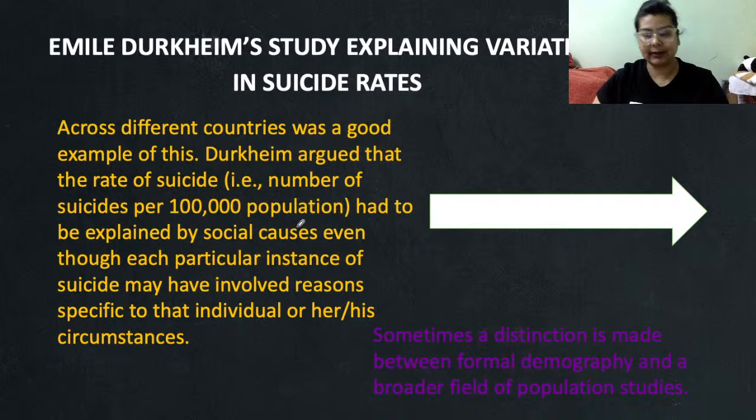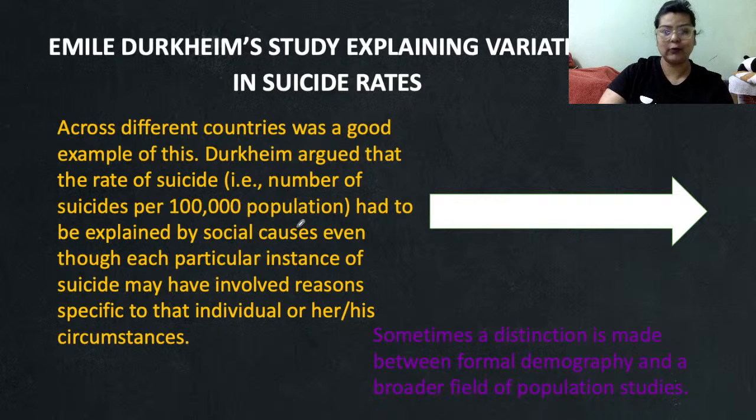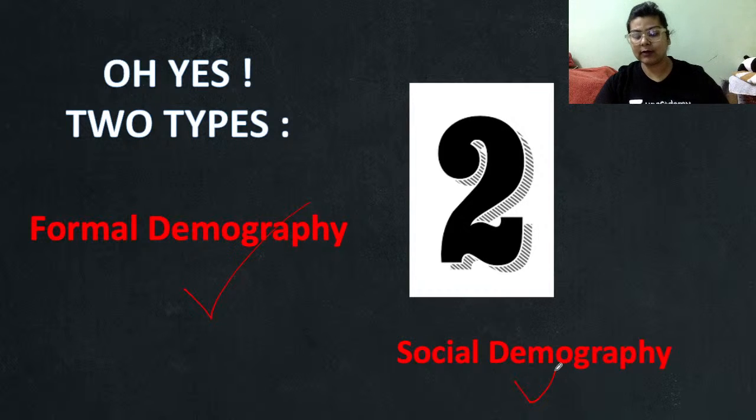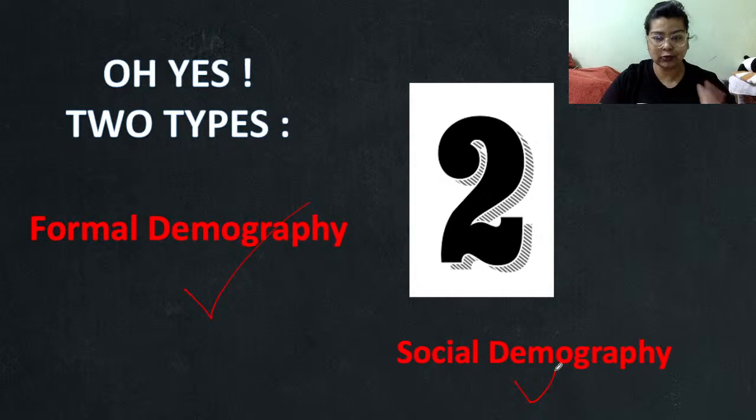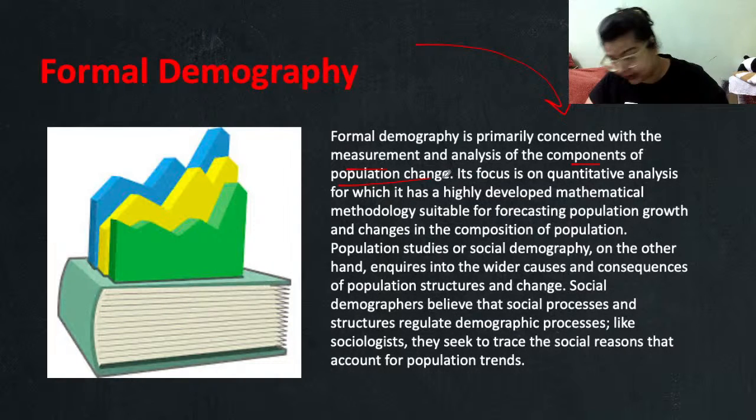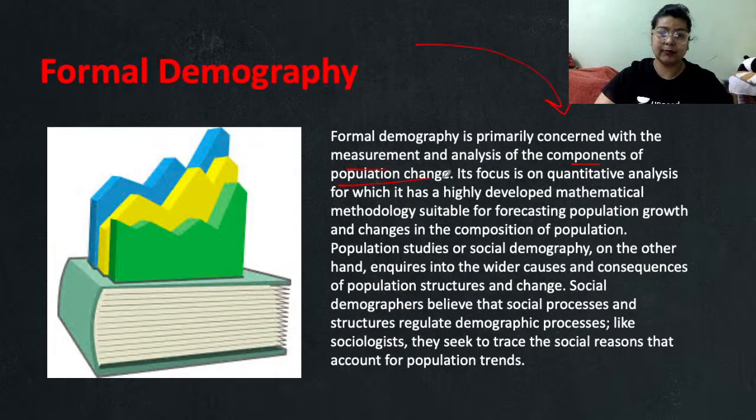Sometimes a distinction is made between a formal demography and a broader field of population study. This was also very important for us to understand. There were two different forms, as I told you: first is formal and the second one is social. Formal was more on the quantitative side, social was more on social, political and economic aspects. So remember the two types. Formal, of course, is concerned with the measurement of the components of population change. Very simple. It was focused more on the quantitative approach, whereas social, on the other hand, focuses on the social processes and structures which regulate the demographic process.